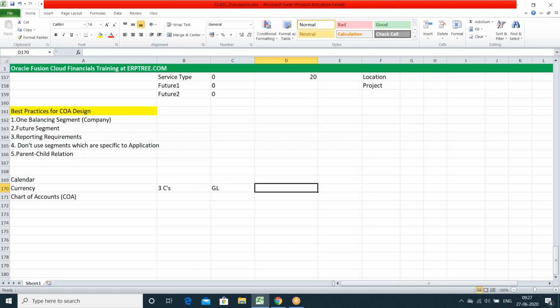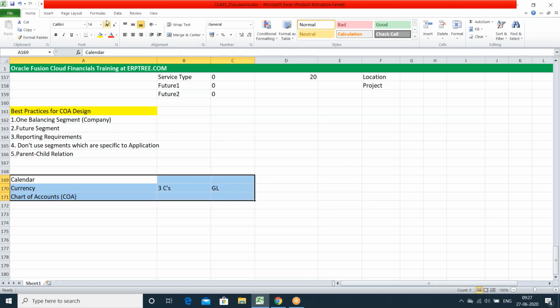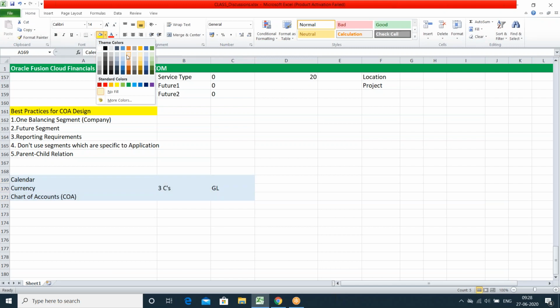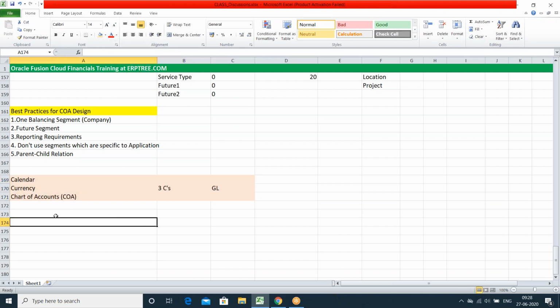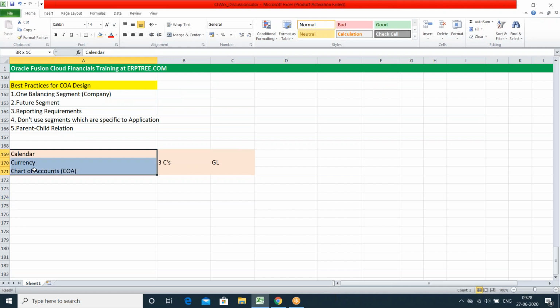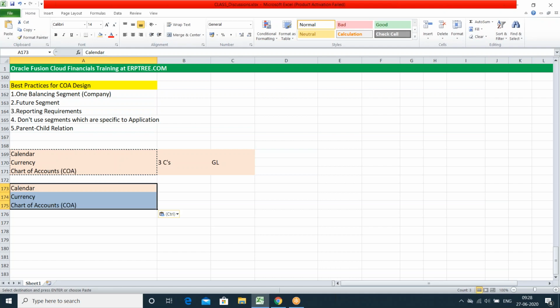Most of the transactions, more than 99%, we record in the subledger applications. But if you want to record any transaction in GL, these 3 C's are required. If you want to record the transactions in payables or receivables, these 3 are not enough. So along with these 3 C's, we need one more component called the accounting method.